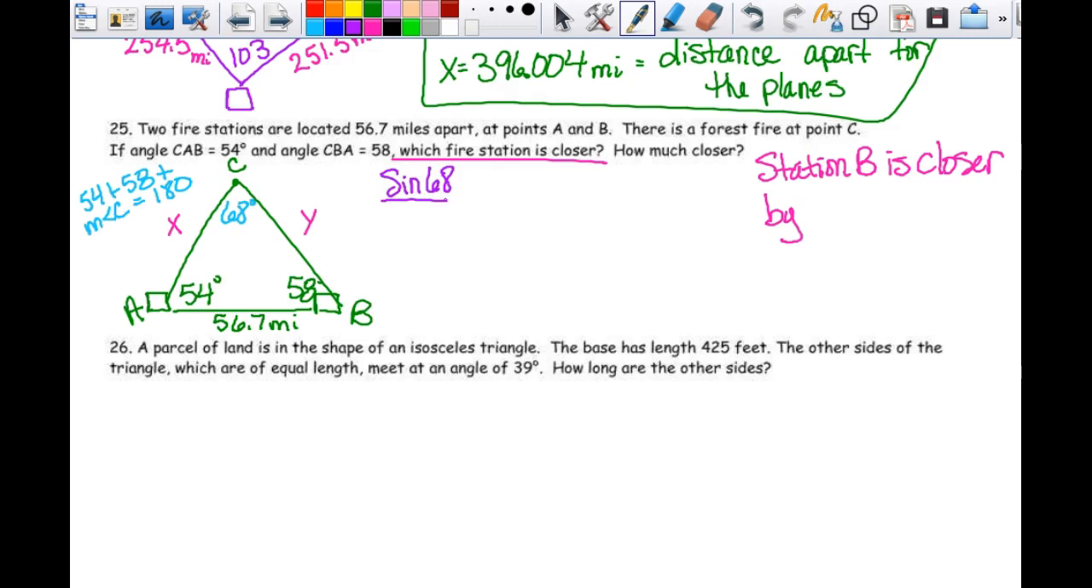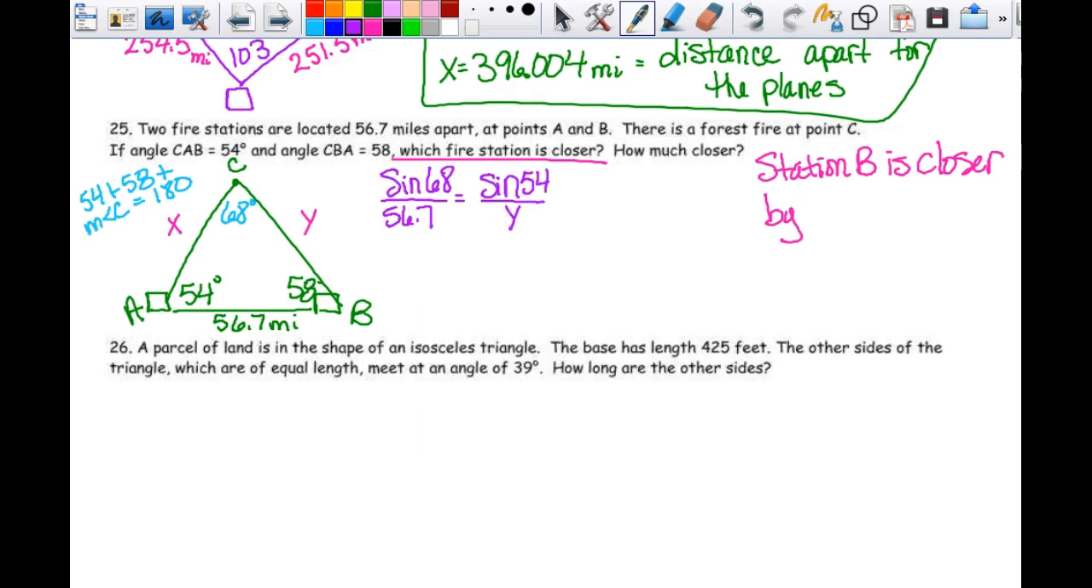All right, so the sine of 68 over 56.7 is equal to the sine of something over, well, we'll go ahead and do A first. The sine of A, which is 54, over the side across from A, which I called Y, just because.